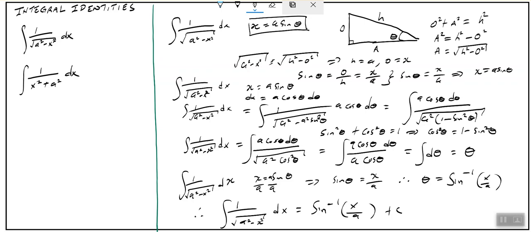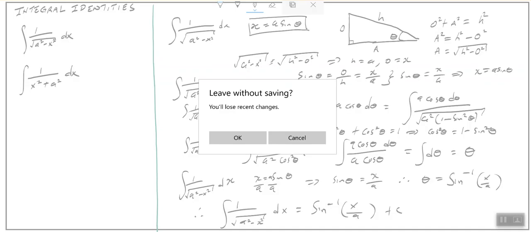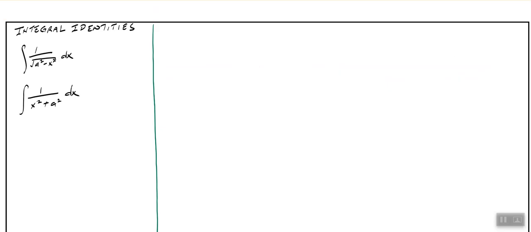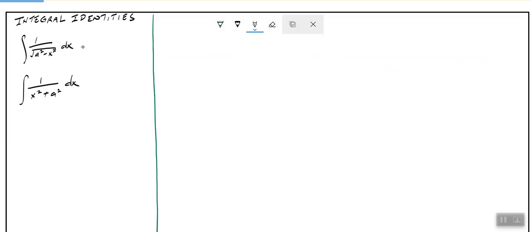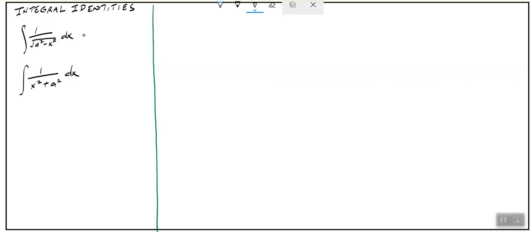So let me just update the solution. So we have a solution here, sine inverse of x divided by a plus c, constant of integration. Now for the second one, we're going to do it in a similar manner. So we have this, right?